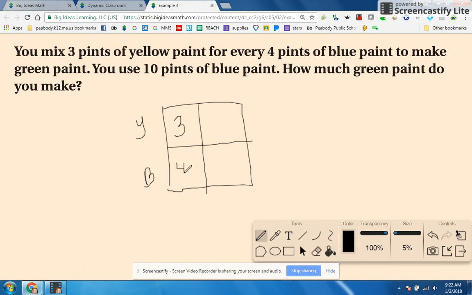And it says to make green paint, you use 10 pints of blue paint. So if I were to put the 10 here, notice that 4 does not go into 10 evenly. So that is telling you that you need to do a middleman. Okay, so I'm going to erase that and add one more column. Okay, and then put the 10 at the very end of that column. So you have to do a middleman.